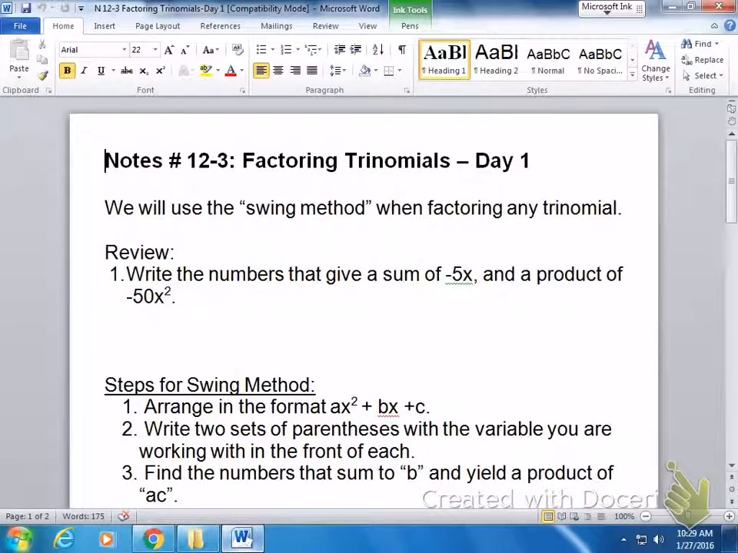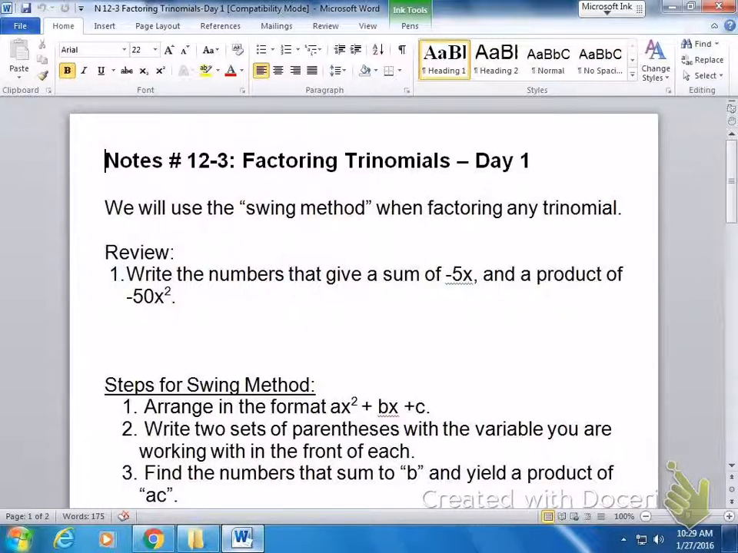All right, guys, so today we're factoring trinomials. We're going to use something called the swing method, which you don't know how lucky you are. When I was your age and we learned this, there was nothing that they showed us like this. It was basically guess and check. So make sure you memorize how to do this. It'll make your life much, much easier.